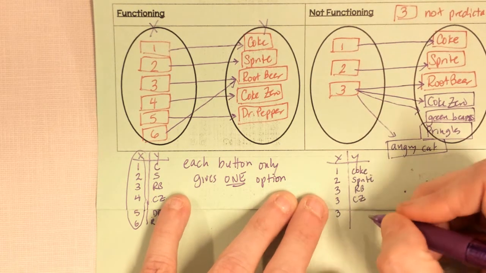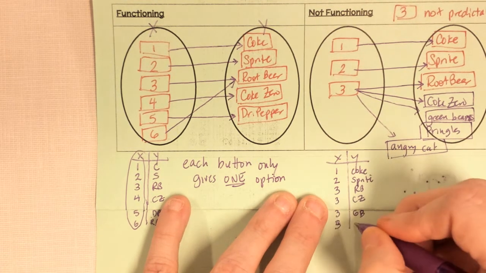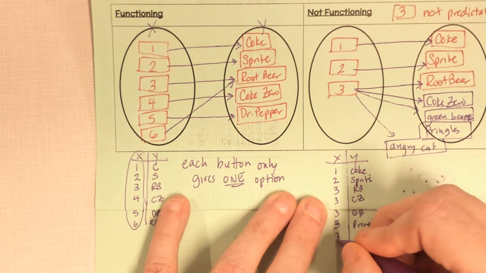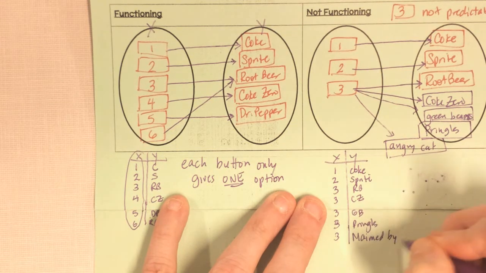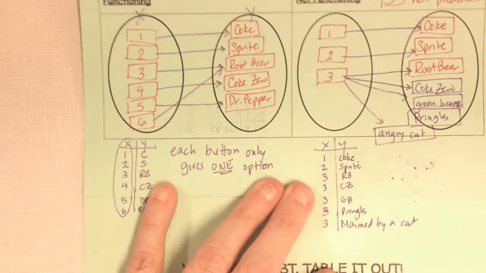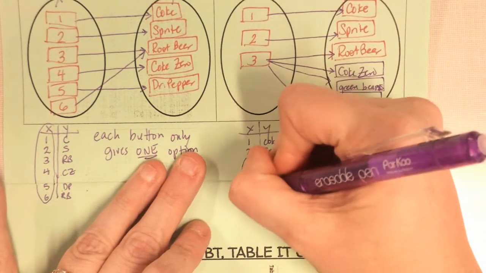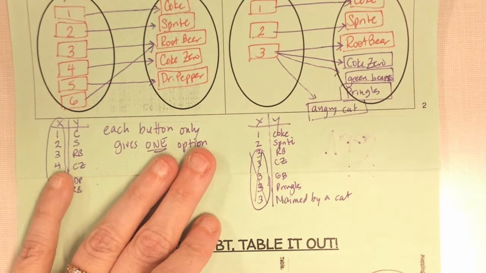If I hit the 3 button, I could also get green beans. If I hit the 3 button, I could also get Pringles. If I hit the 3 button, I could also get maimed by a cat. Okay? All of these things could happen if I hit the 3 button. Because I see this 3 button giving me multiple options, this machine's not functioning.